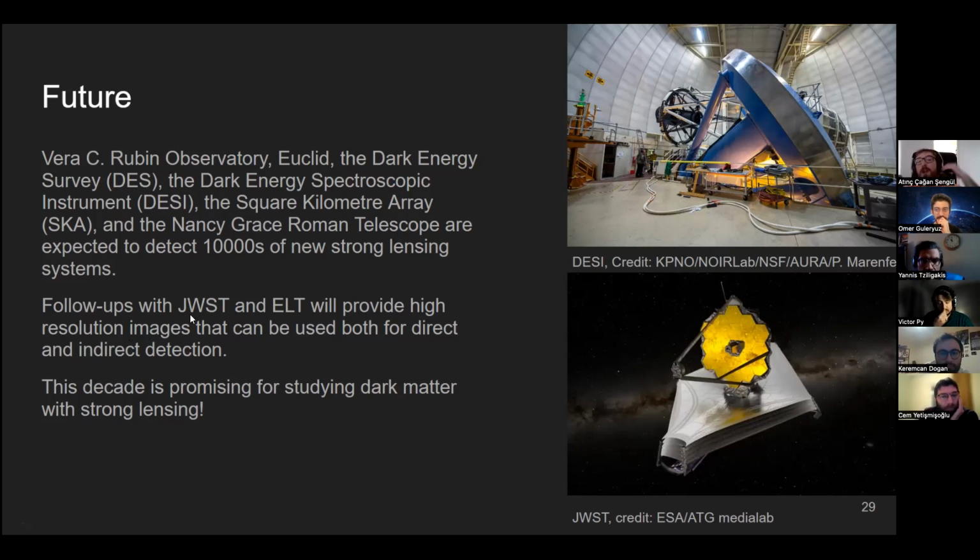Once you have these follow-up observations with James Webb, which is what you see here, it's already operational. I'm already using James Webb data, which is publicly available. You can play with it if you want to. And there's the Extremely Large Telescope, which is going to be operational in the next 5 years. And yeah, we're expected to have really good constraints on dark matter in the very near future with strong lensing.